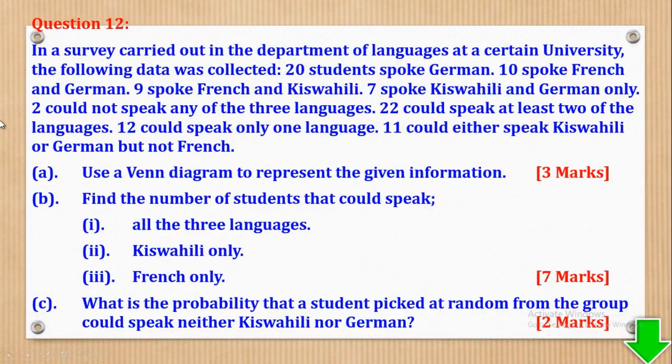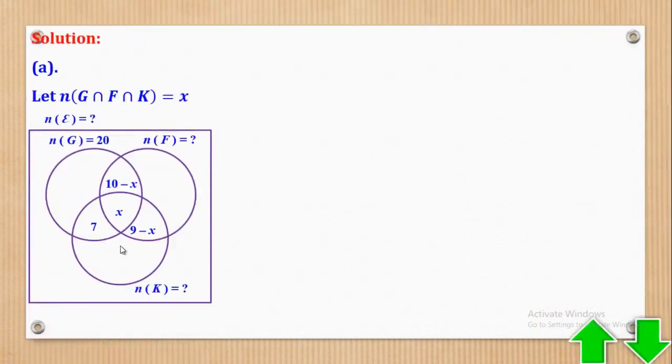After 7, they talked about this 2. This 2 says 2 could not speak any of the 3 languages. Could not, meaning that they are outside these 3 languages. So you shall put it here. So you come and put this 2 there. Okay, so next, these are not given, so you shall put just letters A, B, and C.